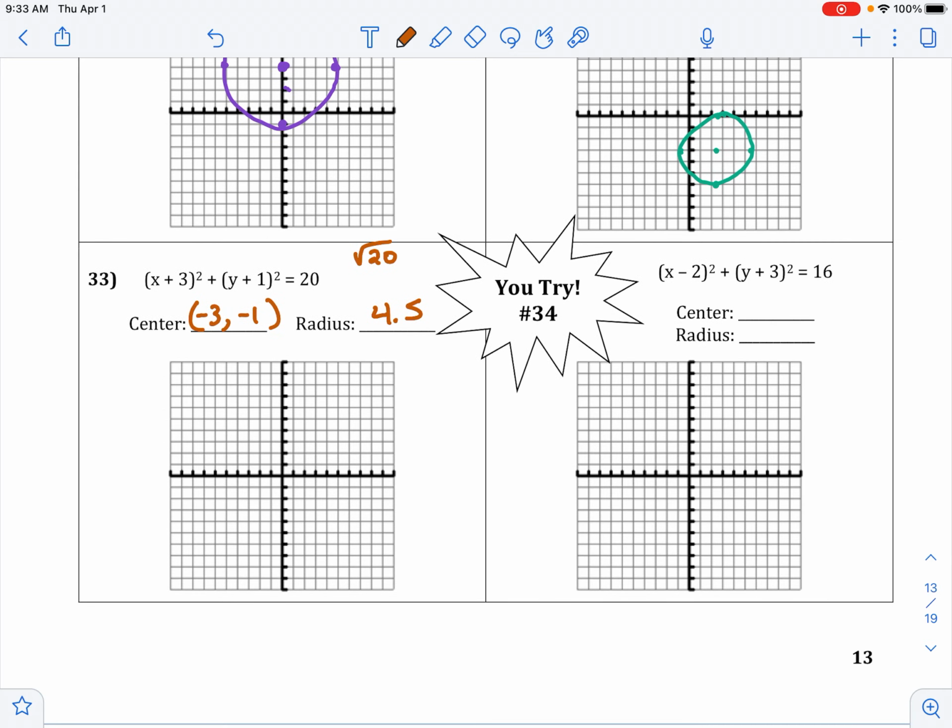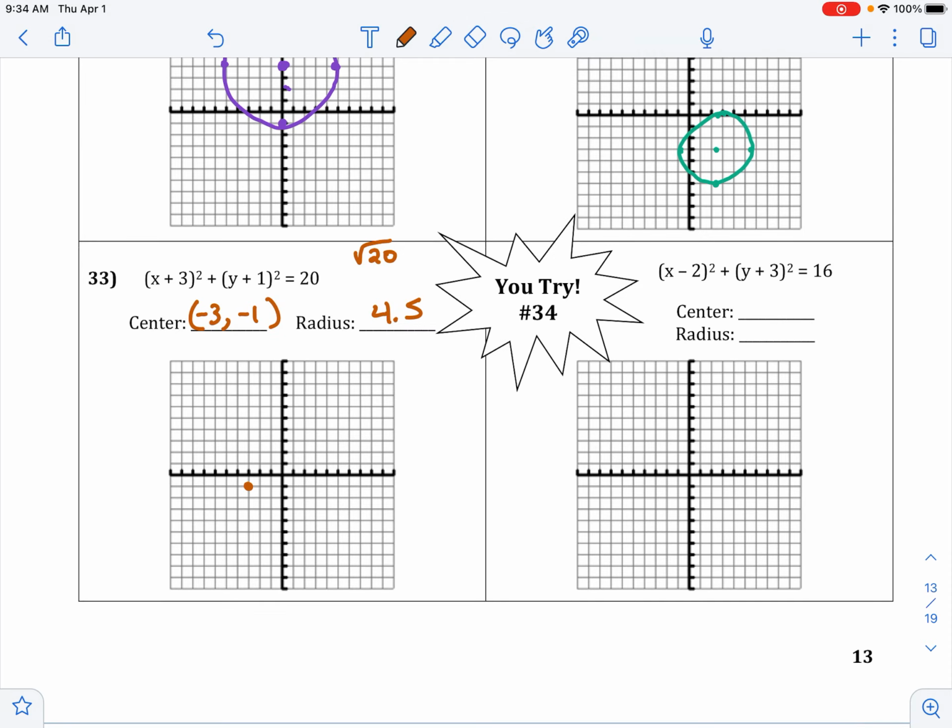So now we can graph at negative 3 and negative 1. There's our center. And then we'll go out 4.5 in all directions. There we go, we'll draw our circle. Again, kind of a lumpy circle. Hopefully yours look nicer than mine. Now I'll have you try number 34. So go ahead and pause the video and see if you can identify the center and the radius and draw your circle.